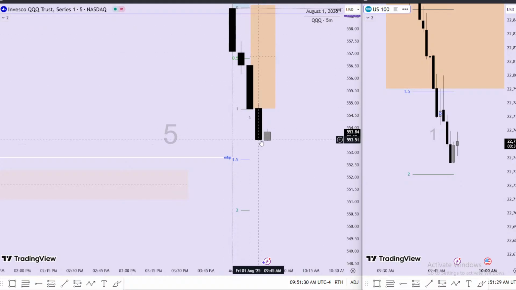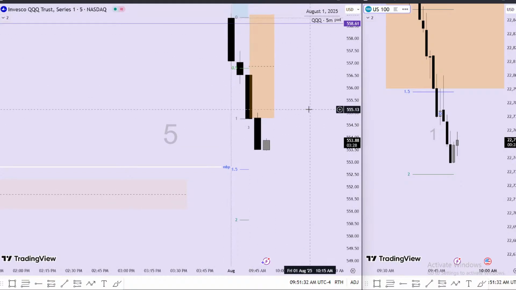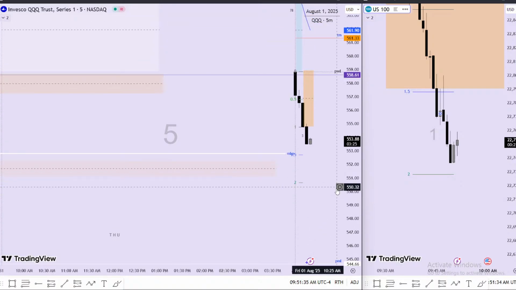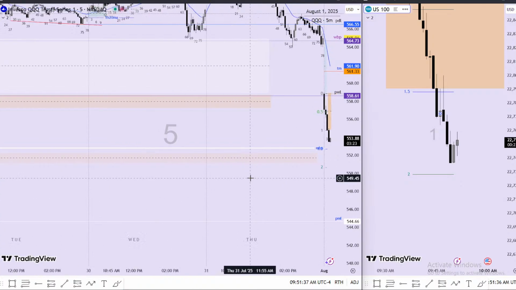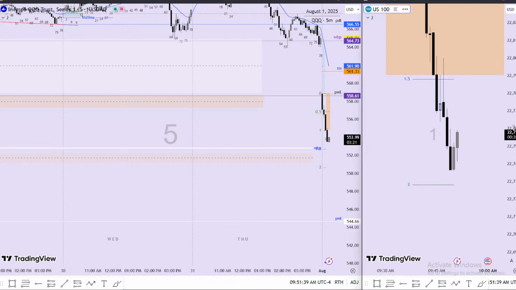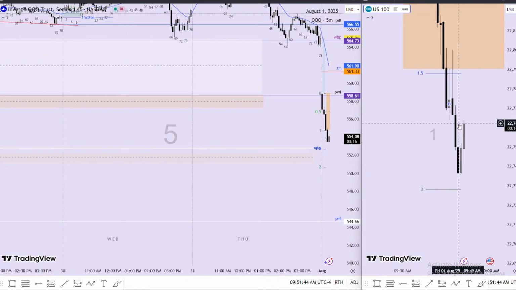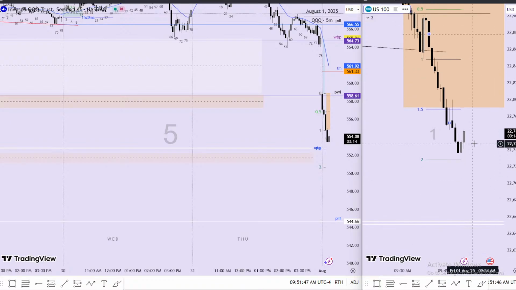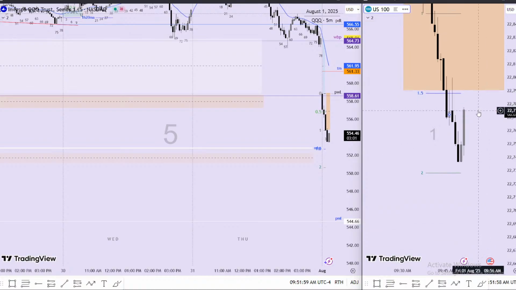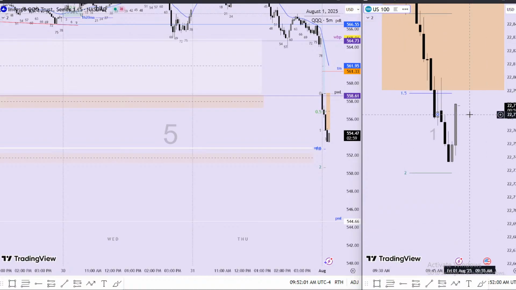So 4 bar micro channel. Duh. Good thing I got out where I got out. Nice. Let's see if we can close here above this point. Yes, we did. It's a nice thing.